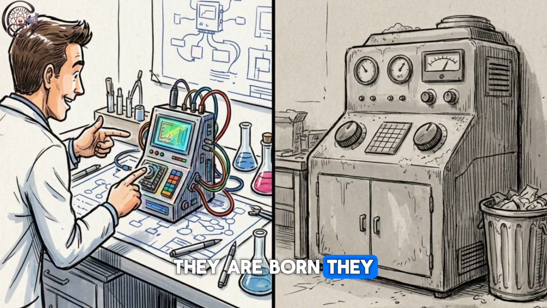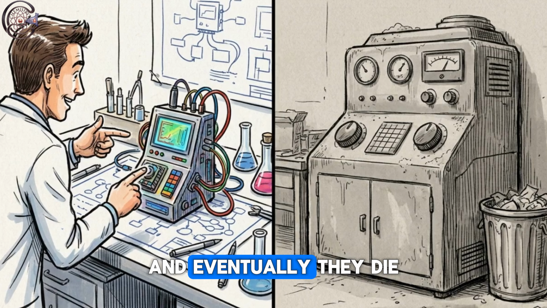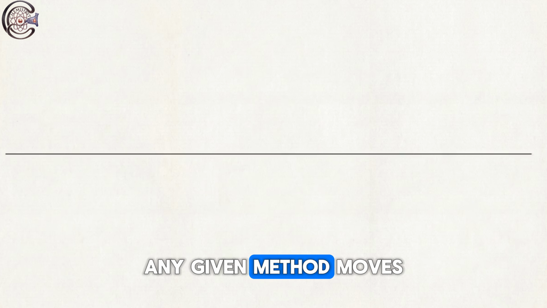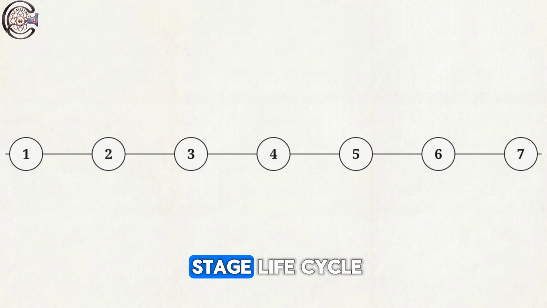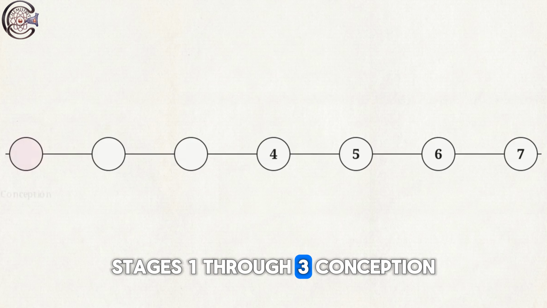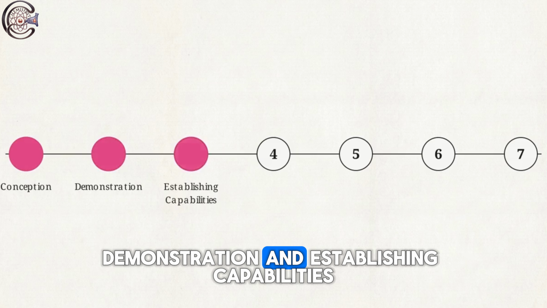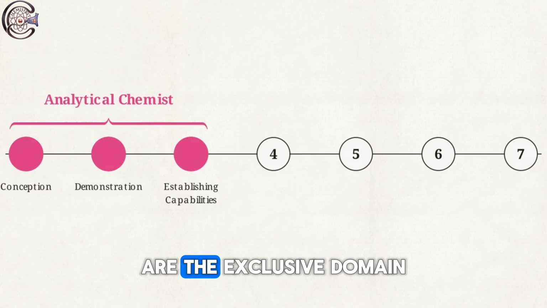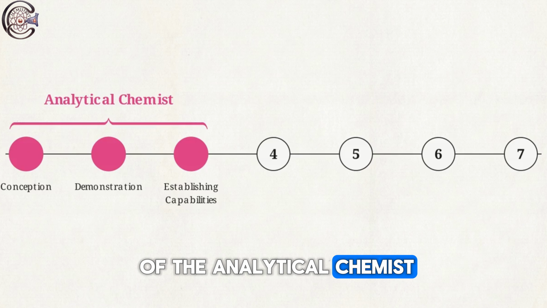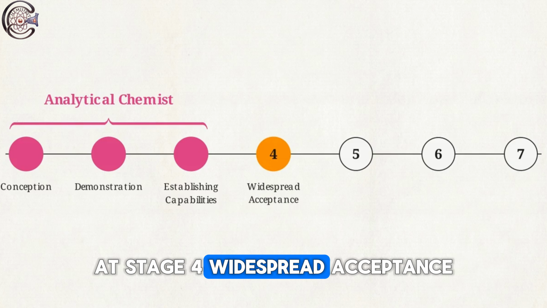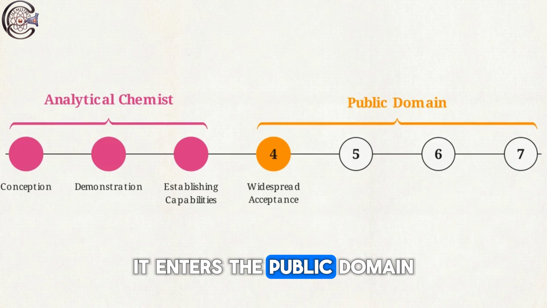Analytical methods are not static constants. They are born, they are adopted by laboratories, and eventually they die. Any given method moves through a strict 7-stage life cycle. Stages 1 through 3, conception, demonstration, and establishing capabilities, are the exclusive domain of the analytical chemist. At stage 4, widespread acceptance, it enters the public domain.